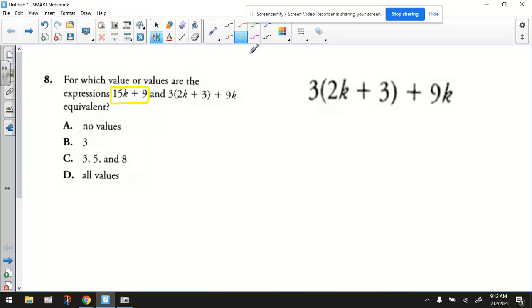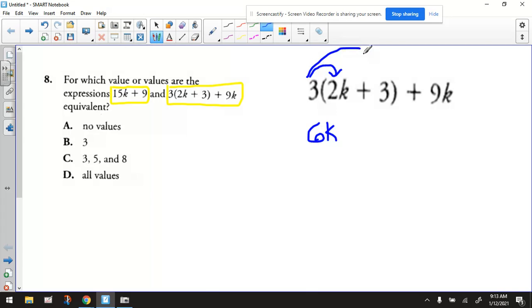That's in simplest form. If we look at the expression over here on the right, this expression is not in simplest form. So I rewrote it over here. We're going to go ahead and distribute and then see if we can combine terms. So to distribute this, we have 3 groups of 2 k's. So how many k's would that be? It would end up being 6k.